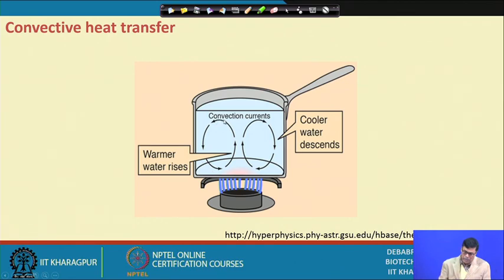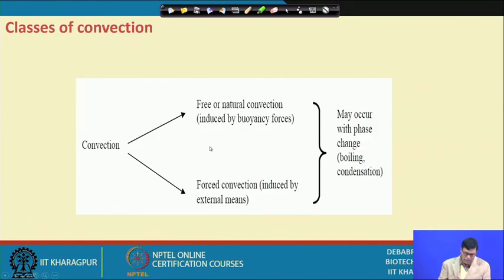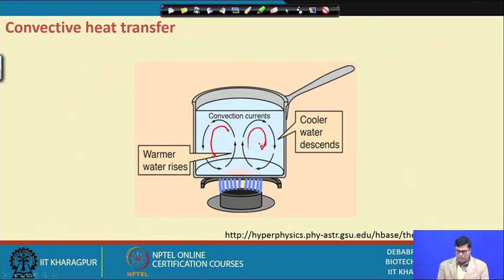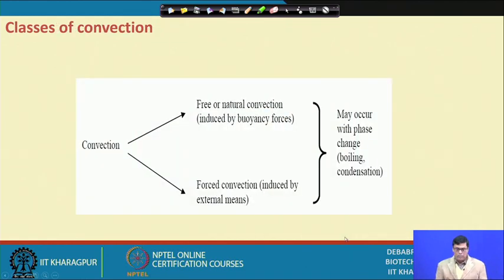So, it will rise, and it will come back like this. This is the cooler water descending, and this is the warmer water rising. This is the phenomenon going on during the convection process. So, convection may be of two types. One is called natural convection or free convection, and another is forced convection, which is induced by external means.